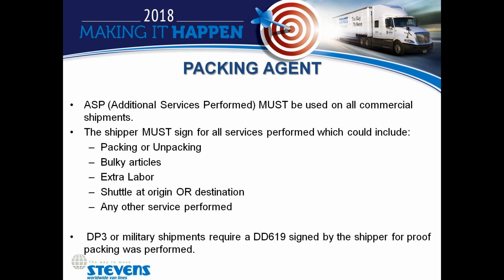As the packing agent, you are required to document all services performed for packing. So you have to have a signed ASP. If it's a full pack, yes, you still have to have an ASP signed by the shipper because we have to have something signed that states packing was performed. If it's a custom pack, you have to itemize the packing. And again, it has to be signed by the shipper. The shipper has to sign for all services performed: packing, bulky articles, extra labor, shuttle, anything that you're doing on that shipment, there has to be a signature.